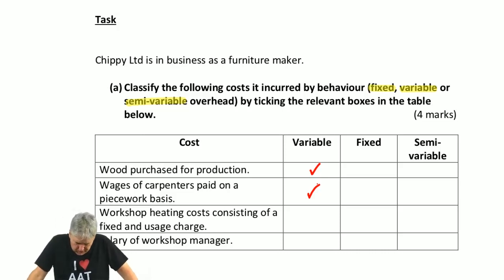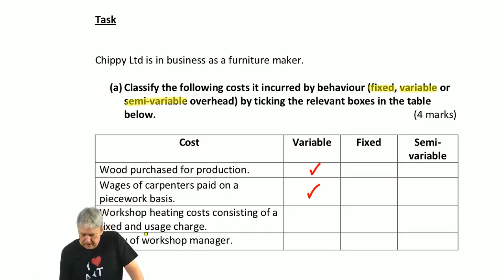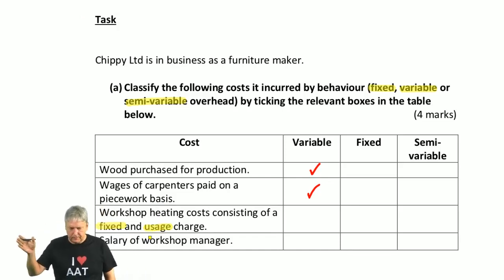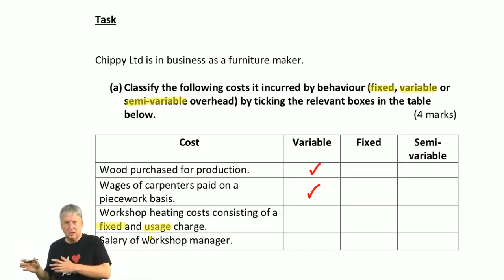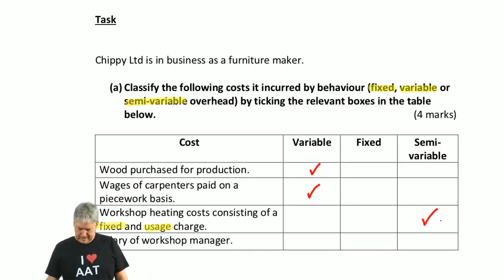Workshop heating costs consisting of a fixed and usage charge. Well, I think that somewhere here there is a clue in the question. There's a fixed element and there's a usage. So presumably there is a usage for when they use the workshop and they're doing stuff, as opposed to when they're not, if that makes sense. So I would suggest that we've got a classic fixed and variable element, and that's semi-variable. And therefore, without looking at the fourth one, I'm assuming it's fixed. Oh, I suppose we better read it.